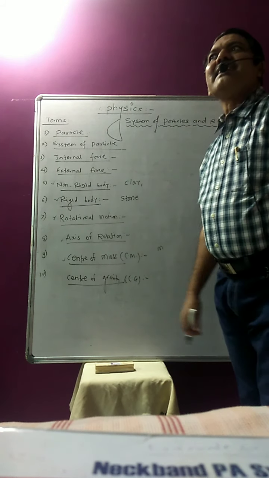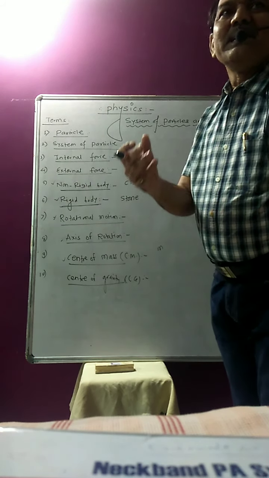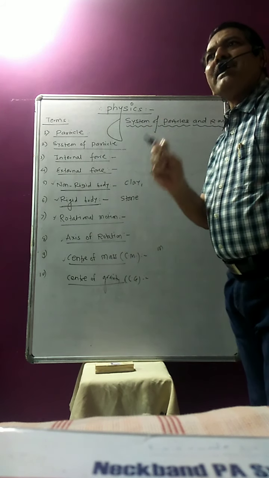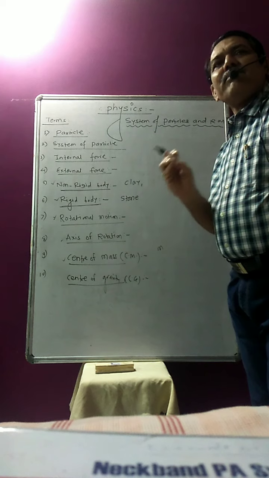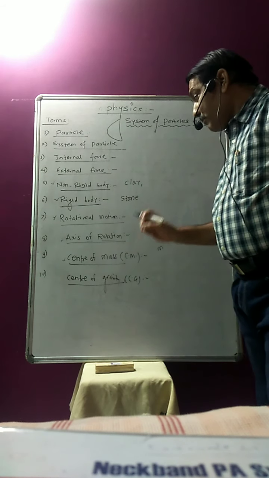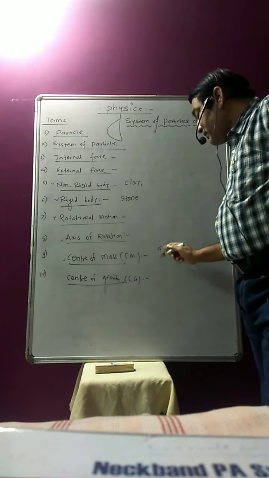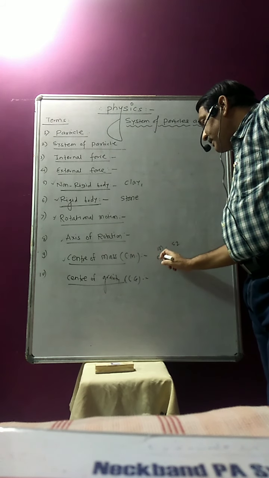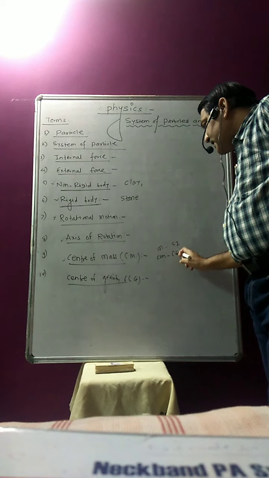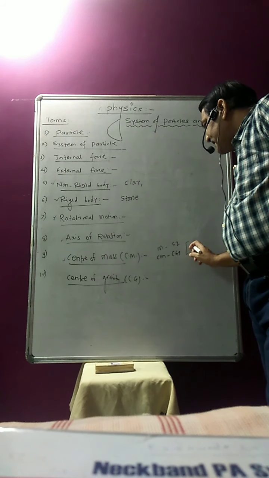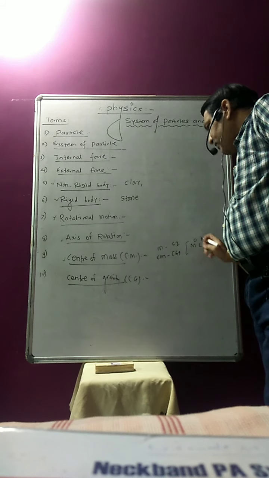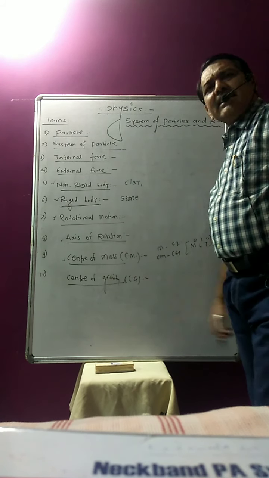Some students may consider, sir, this is mass, so its unit will be kg or gram. No, this is a particular point about a particular line. Therefore, center of mass is measured in meters in the SI system or centimeters in the CGS system. And the dimensions of the center of mass will be M^0 L^1 T^0. Remember that, this is all about center of mass.